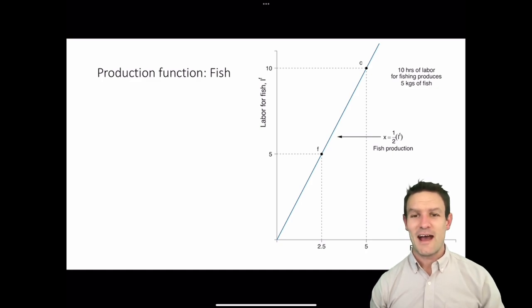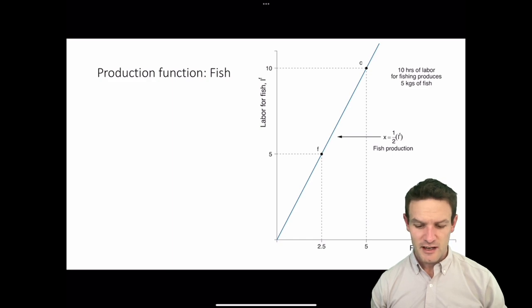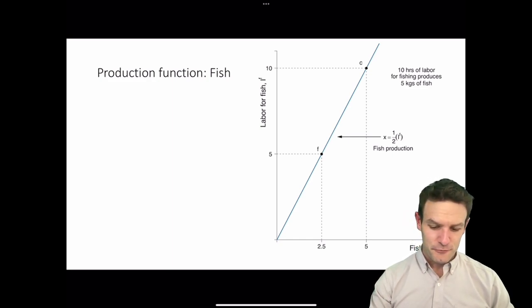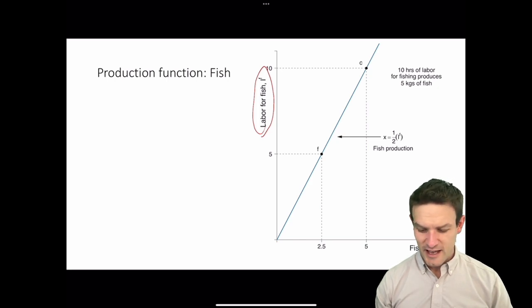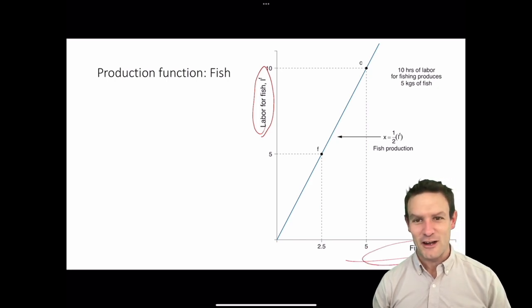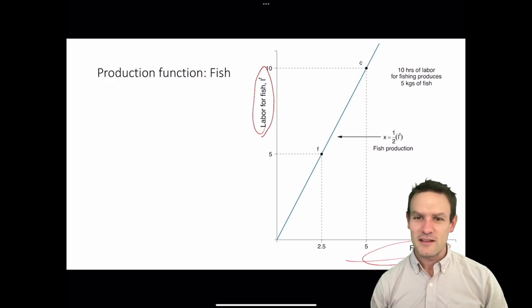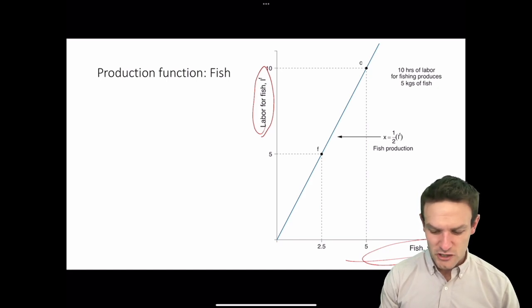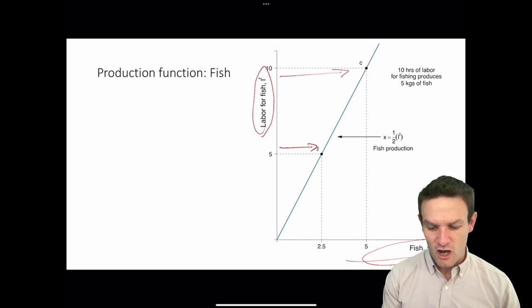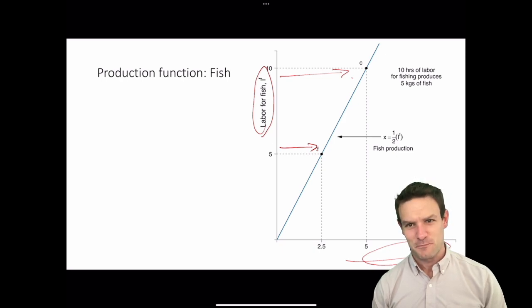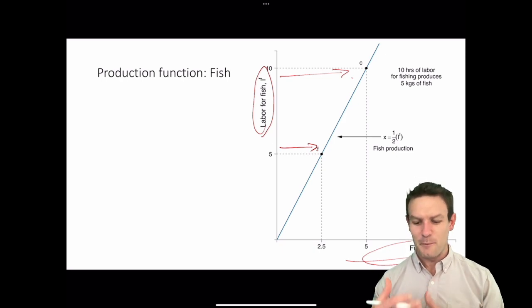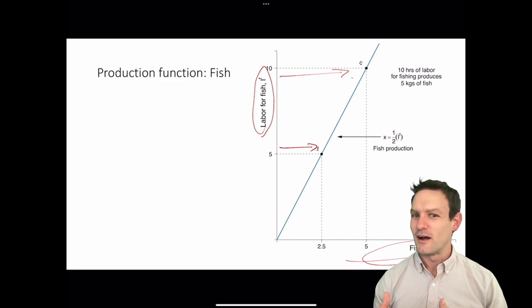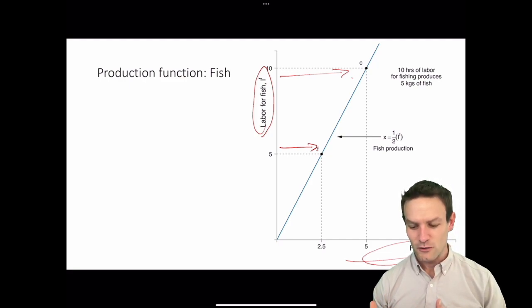So, firstly, we have the production function for fish. Now, what we can see here is we've got labor for fish on the vertical axis, and we've got the amount of fish that he can get on the x-axis. Now, that might seem like a little bit strange, but what we want to think about is that the labor for fish results in the production of the output of fish. You could also have done this on other axes, but you're going to see why in a little while. We've actually put x on the vertical axis.